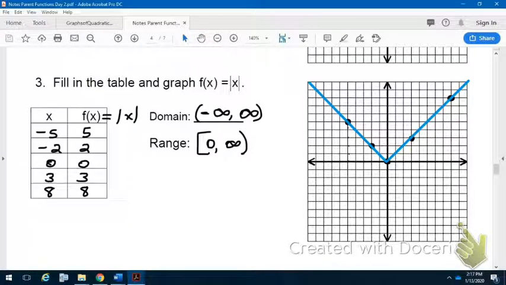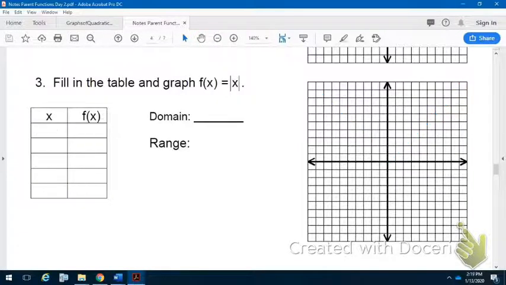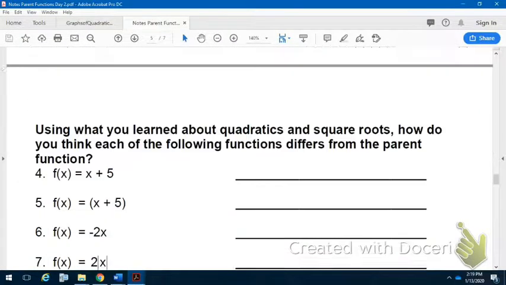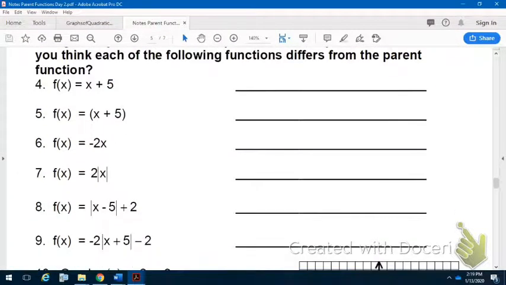So I want you to take that and put it on your parent function chart, because that's something that's not on there yet. Okay. So now let's move on and get the rest of these notes done real quickly. We already know, hopefully you know enough.